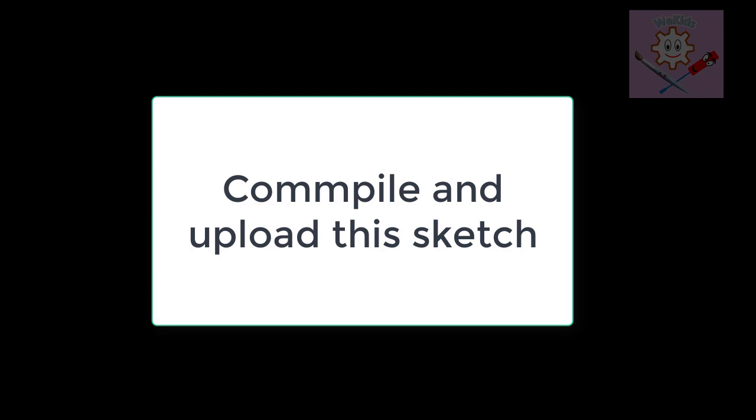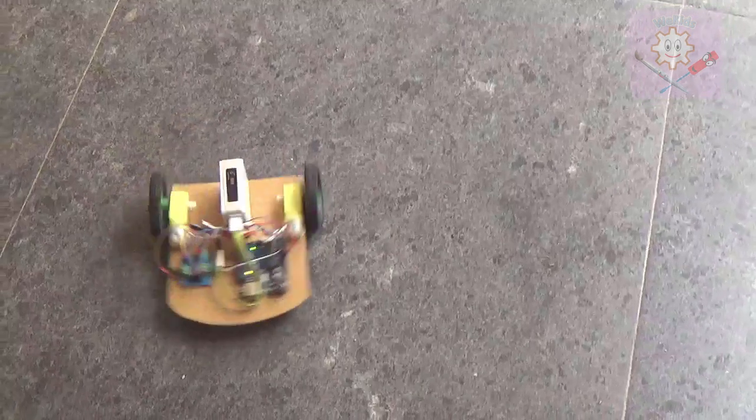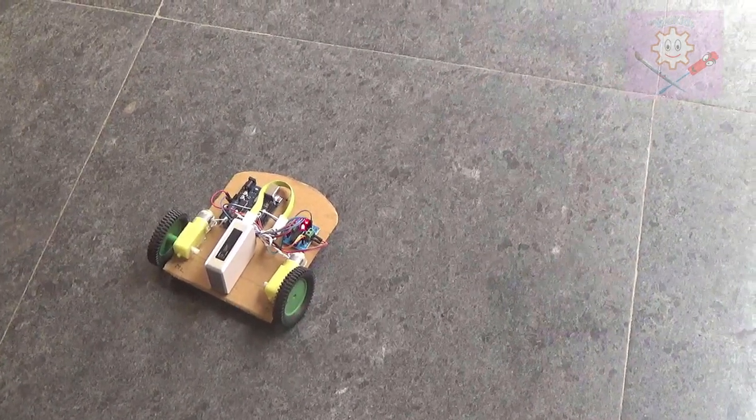Let's compile and upload. Now you can see the robot is going forward and left turn, right turn and backward, and left rotation, then right rotation and stop. Now this will go in a loop, and it'll keep doing the same thing.